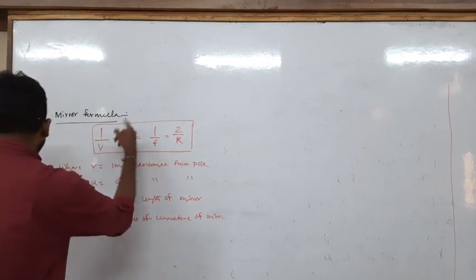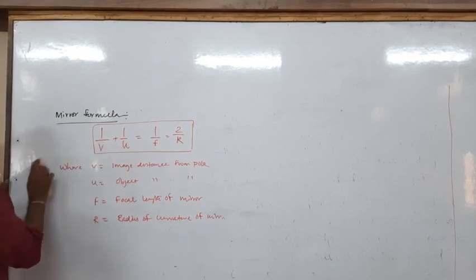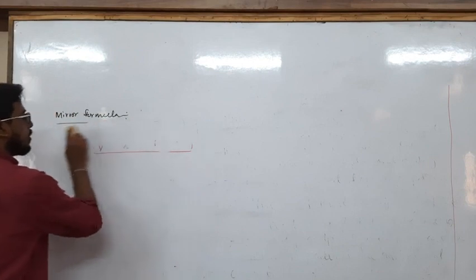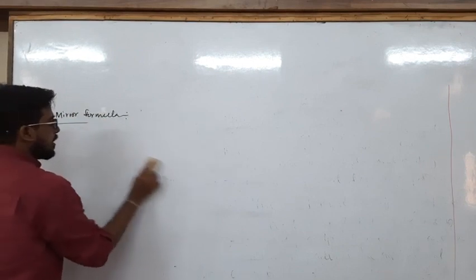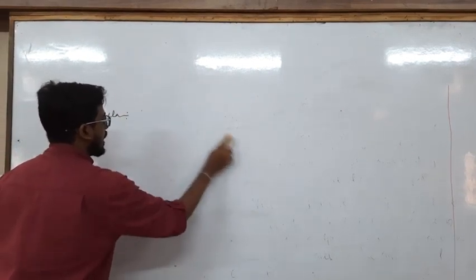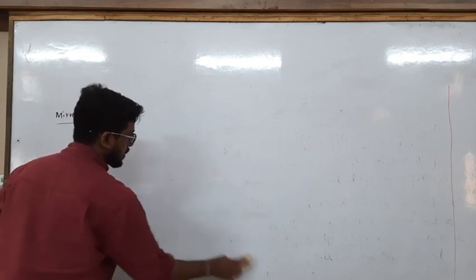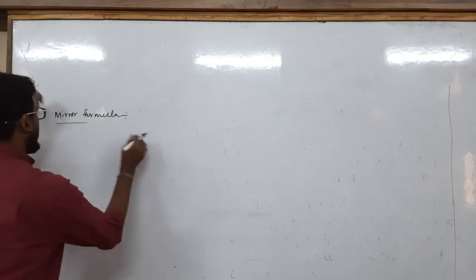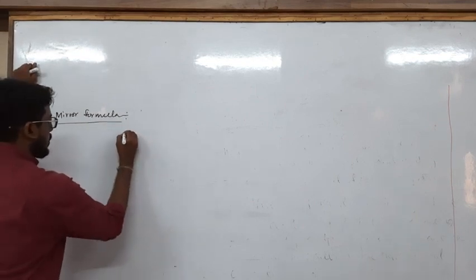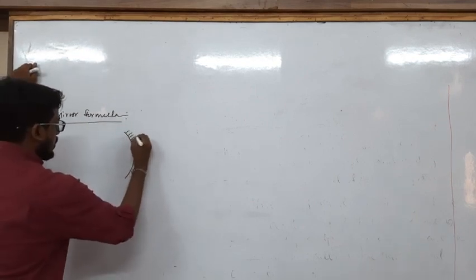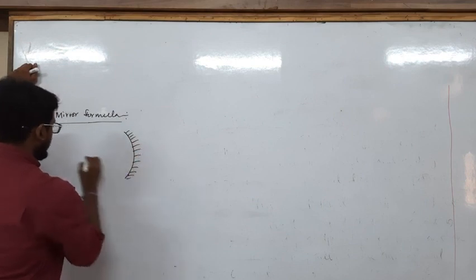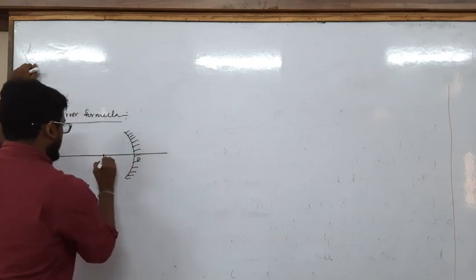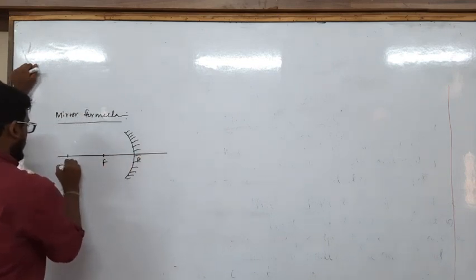So now we have to derive that formula. This formula is valid for both concave and convex mirrors, but the signs of V, F, U and R are all taken with respect to the sign convention for spherical mirrors. I am just deriving the formula for the case of a concave mirror. So if this is a concave mirror, this is the principal axis, this is the pole, this is the focus, and this is the center of curvature.